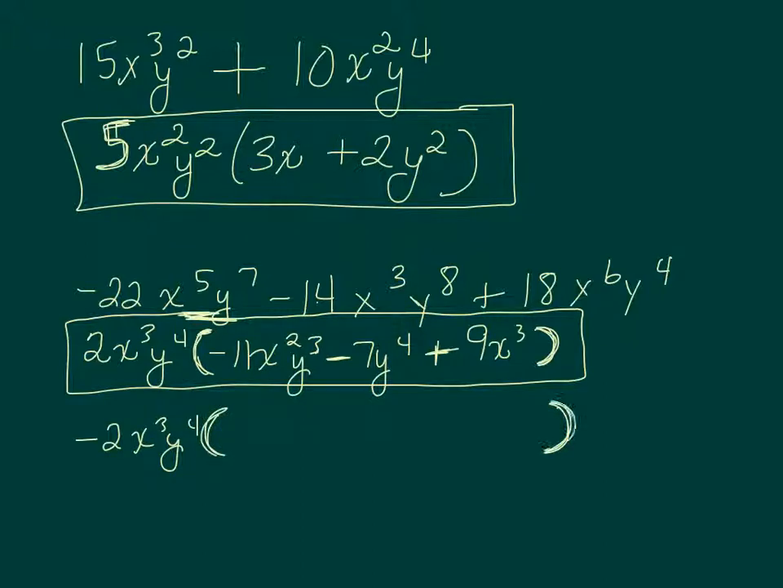Why might you do this? If you're asking yourself, well, why would I ever want to do that? It's because sometimes when we're factoring, we don't want that first term to be negative. We want it to be positive. So that's a reason why you might want to do that.